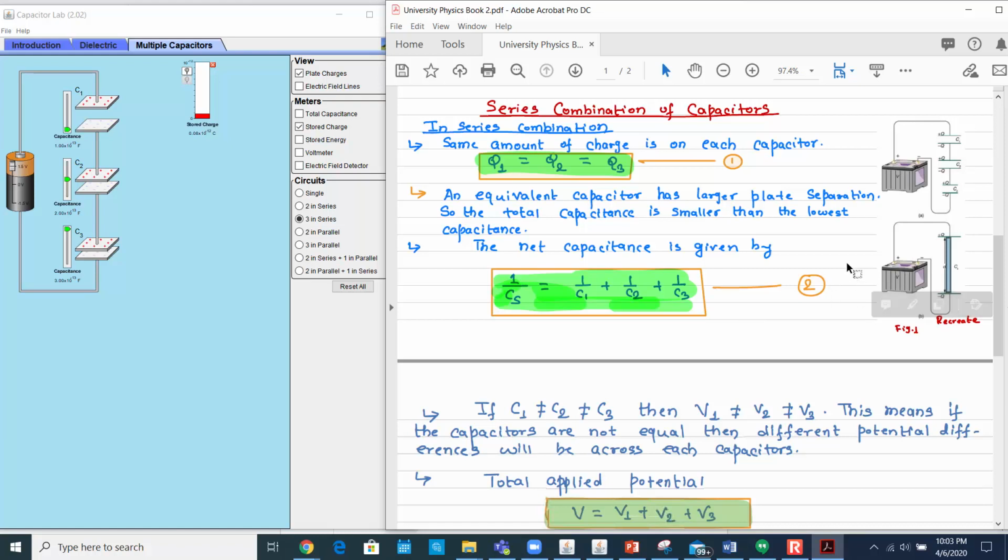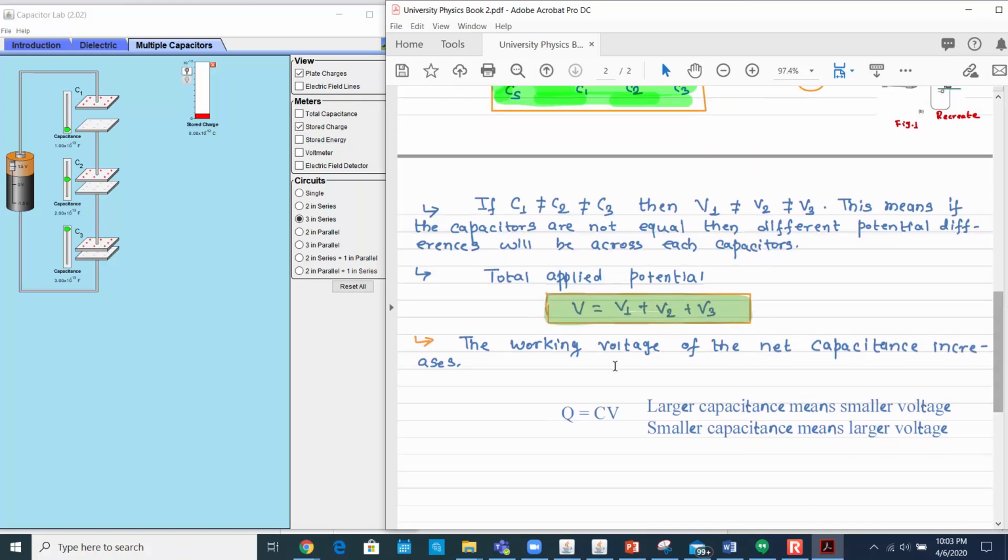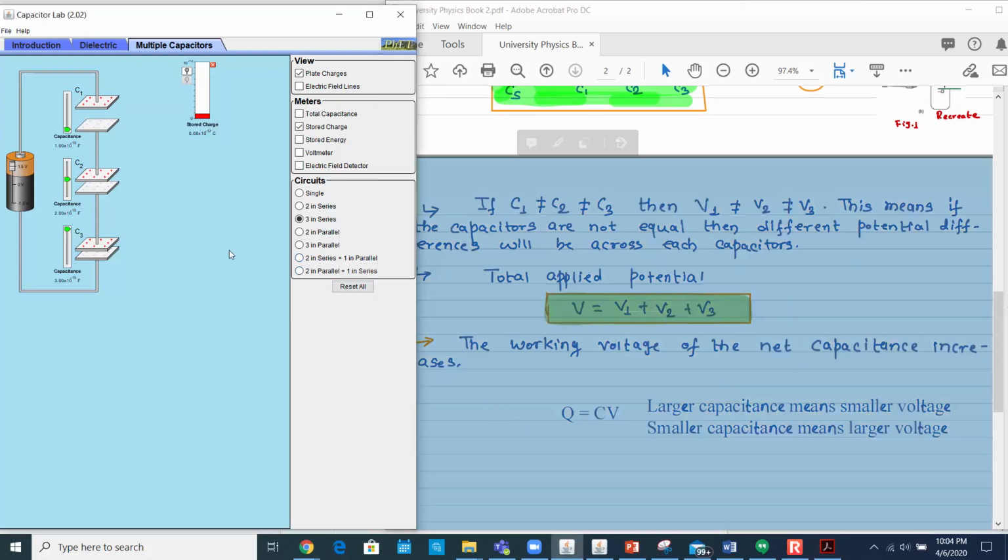And for the working voltage, as the capacitors are connected in series, the working voltage will be greater than even the highest working voltage of the individual capacitors. So the working voltage of the net capacitance increases. Now let me explain this using the simulation.